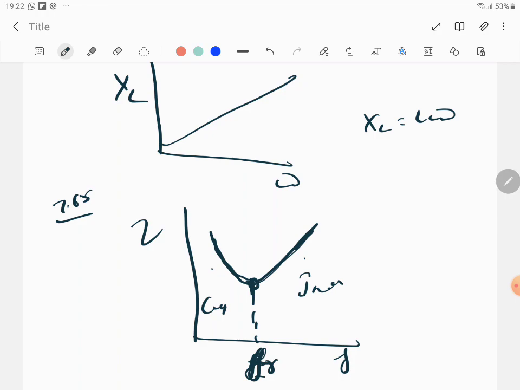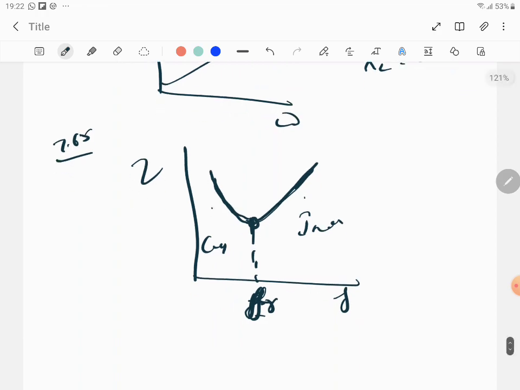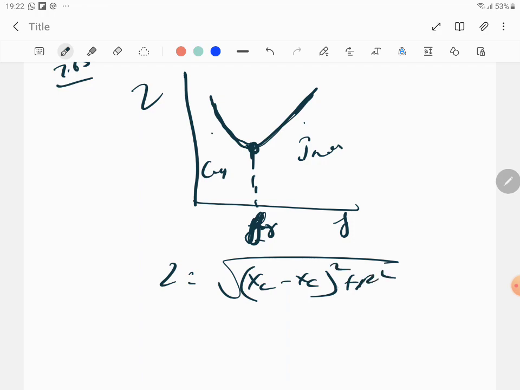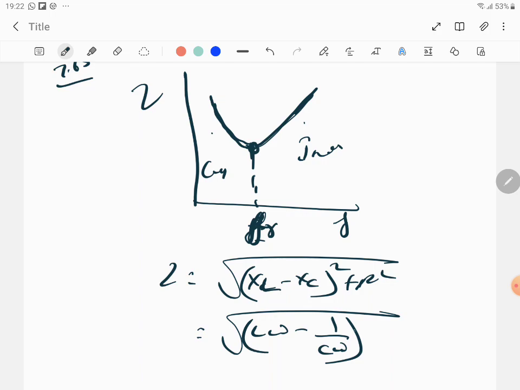Do you understand? Left side of it is capacitive, right side of it is inductive. Correct? You know that it's an impedance graph, right? Impedance is root of (XL minus XC) whole square plus R square, where XL is L omega and XC is 1 by C omega. Can you see here? This is Z versus F, or 2 pi nu, whatever.